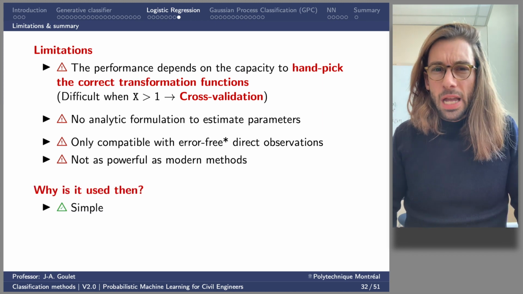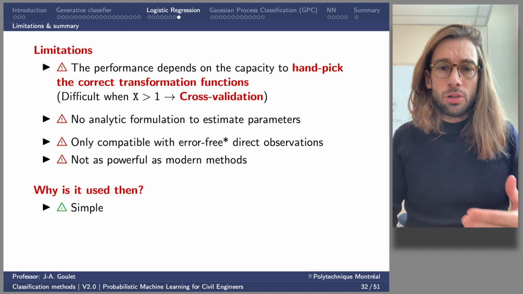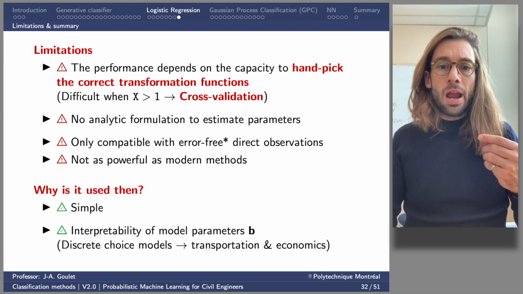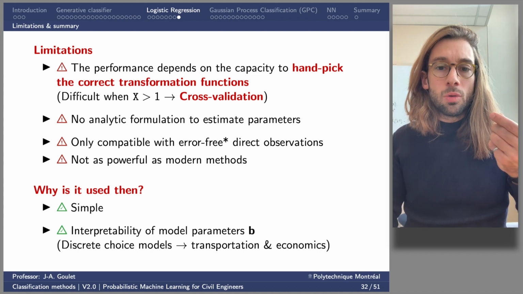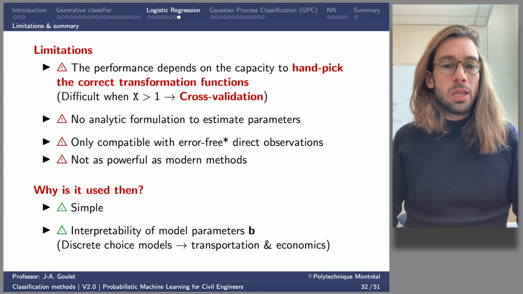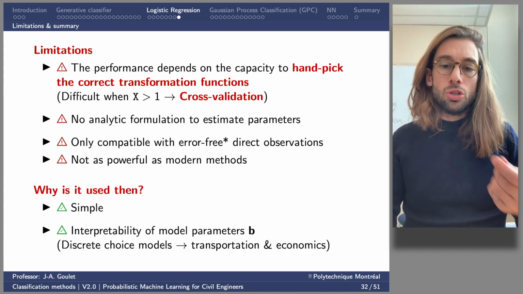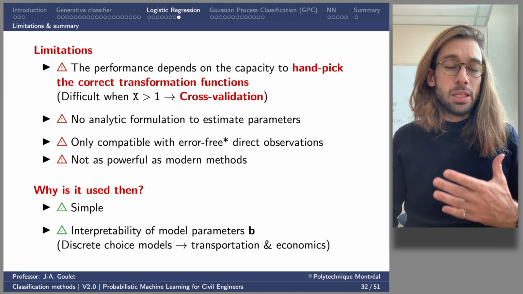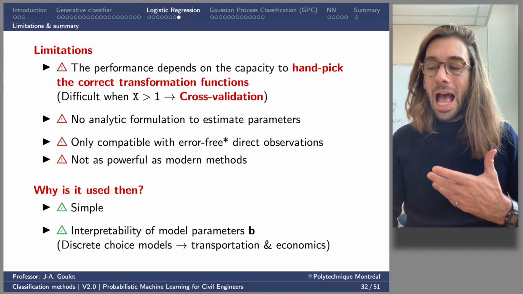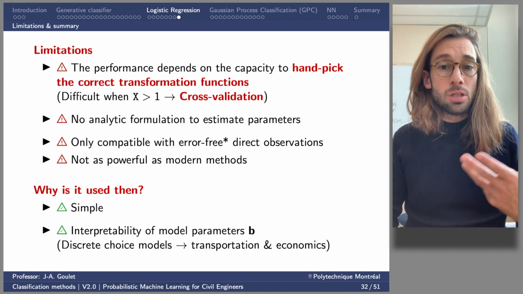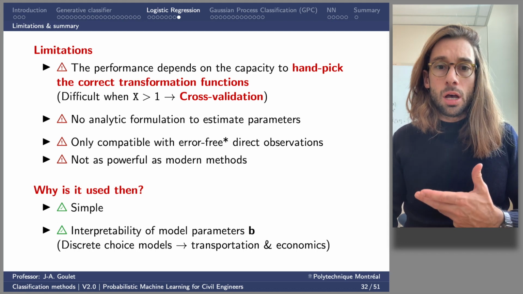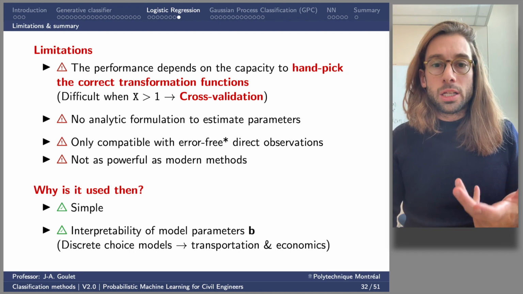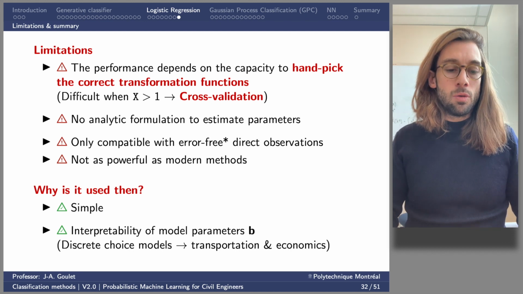So when is it used then? It's used for a simple problem with a low number of dimensions, and in the cases where you want to interpret, you want to give a physical meaning to the model parameters you're looking at. So this is typically used in transportation models, in what we call discrete choice models, where we can associate the values of the parameters to some kind of economical or socio-economical interpretation of the parameters we're inferring.